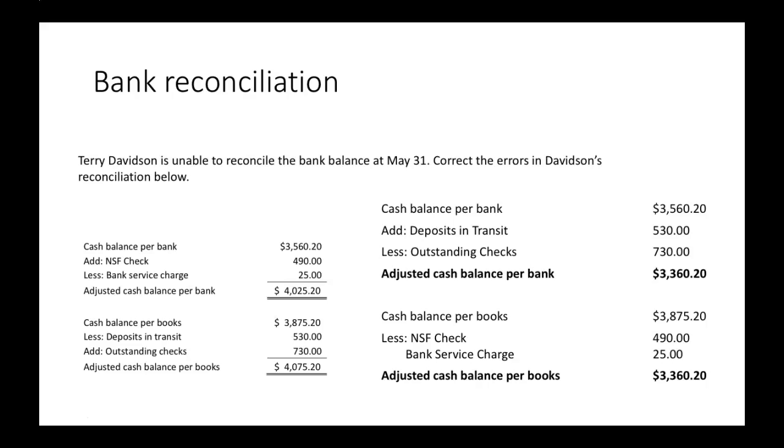It's not a coincidence. It's the reason that we do this. We're doing a bank reconciliation, so then that way our adjusted cash balance per bank equals our adjusted cash balance per books. Because you have a definitive amount of cash in your possession. There can't be two separate amounts, right? You either have the money or you don't. So in this case, you have $3,360.20. And now that's what your bank will know, and that's what your company's books will know.